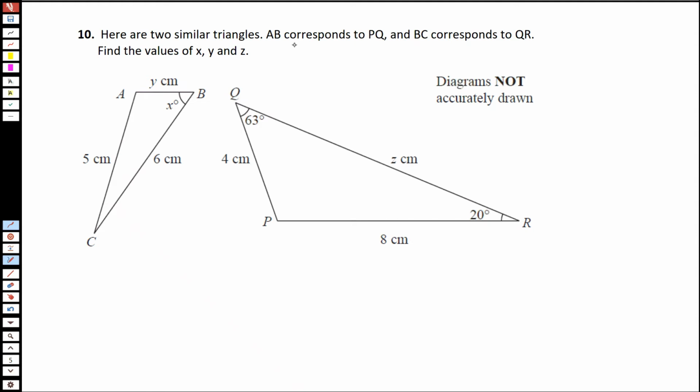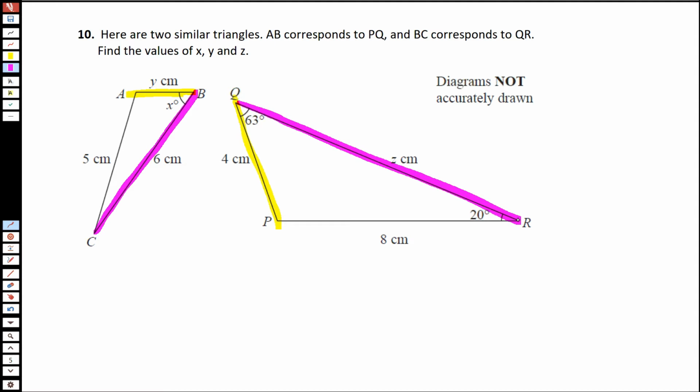AB corresponds to BC. So AB here corresponds to PQ. My apologies. Yeah, that corresponds to that. And then we have this other one, BC, the longer one. This one corresponds to QR. So that one.